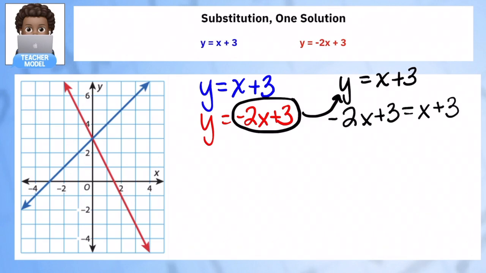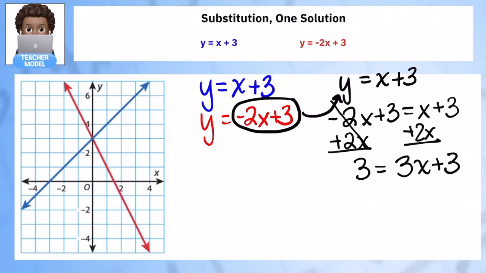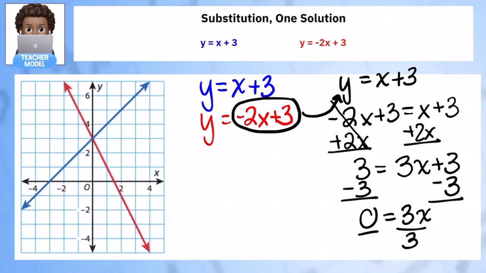Again, once I eliminate the y's, now I can solve for x. That's what I want: to solve for just one variable. Let's simplify this now. Why don't we add 2x to both sides? So 3 is equal to 3x plus 3. I'm going to subtract, and I get 0 is equal to 3x. And it makes sense. The only answer, x is equal to 0. It's the only way.